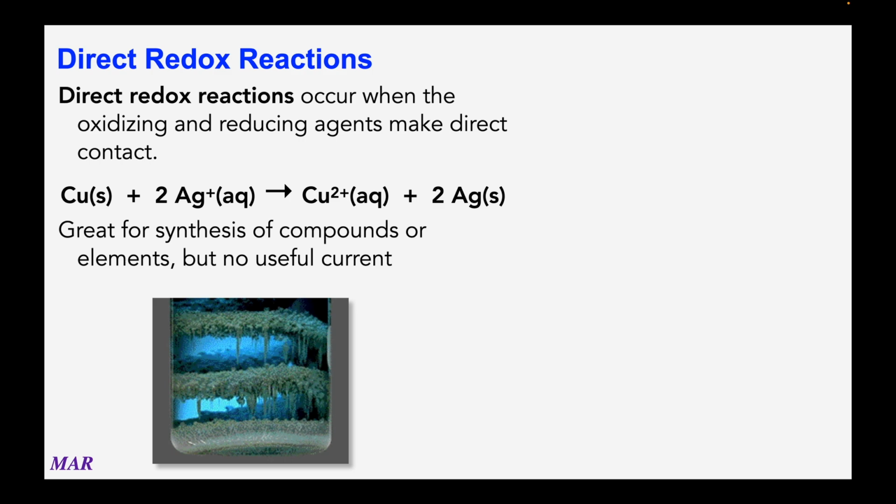They're adding 2 silver plus ions to it per copper. That's the silver plus aqueous. And they're ending up making copper 2 plus aqueous and 2 silvers.